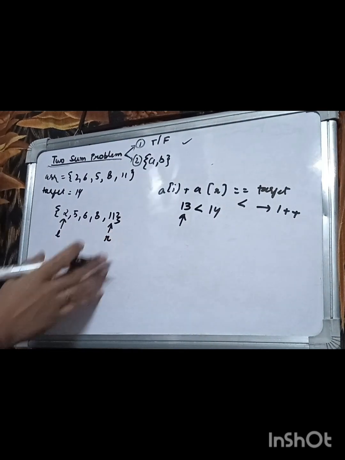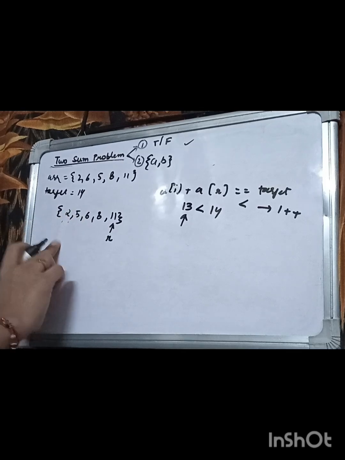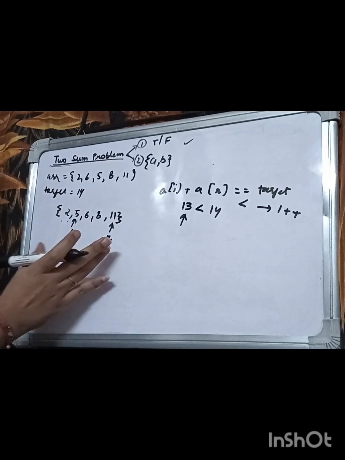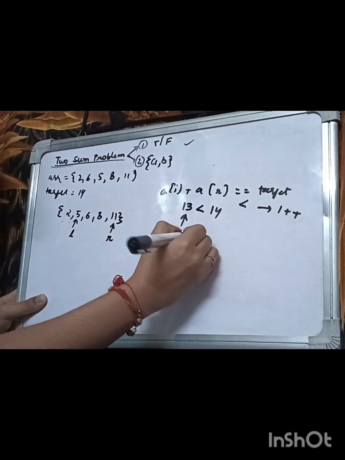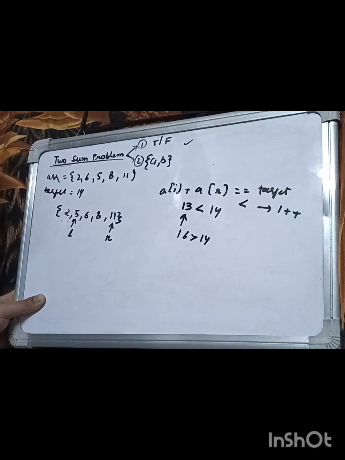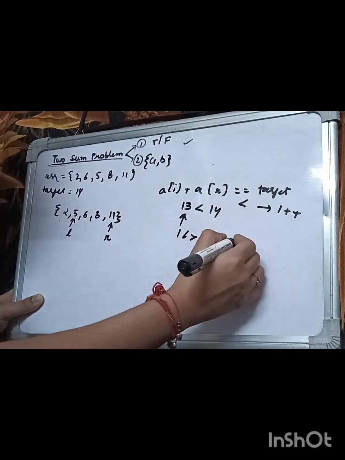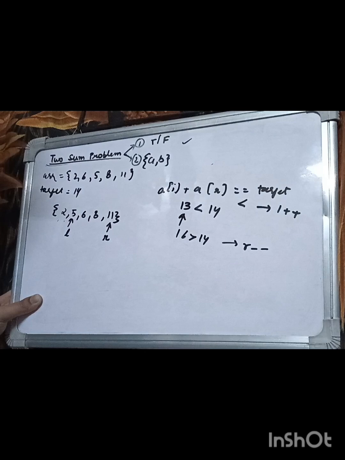Let's say we do L plus plus, so we get 11 plus 5. What is 11 plus 5? It is 16. Now 16 is greater than my target. What do I have to do? Then I have to decrement the right pointer.